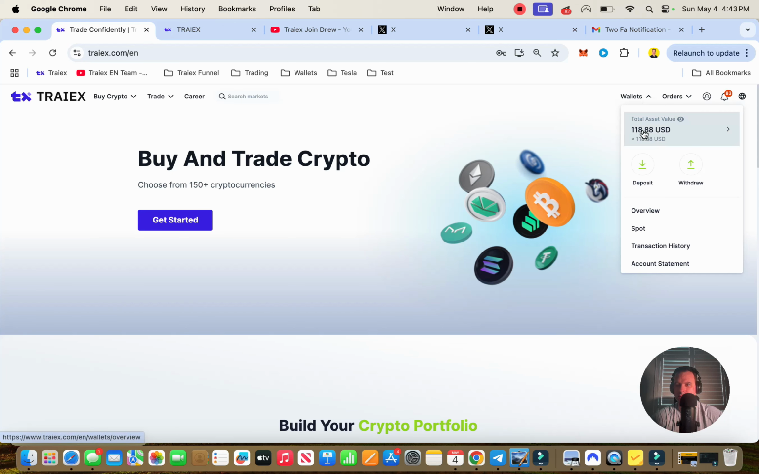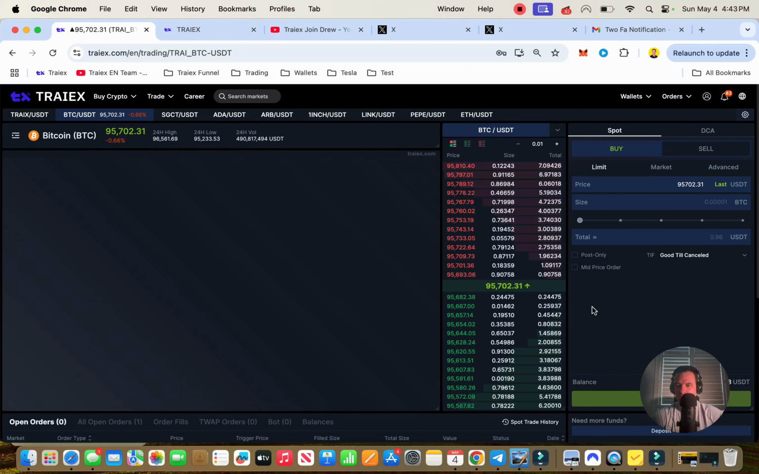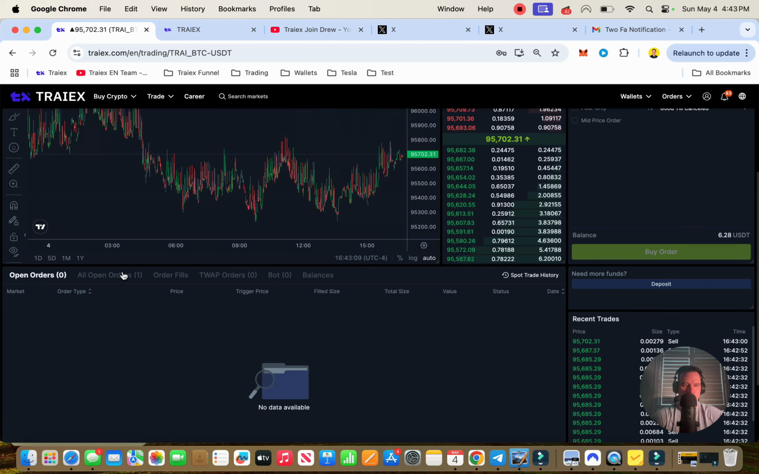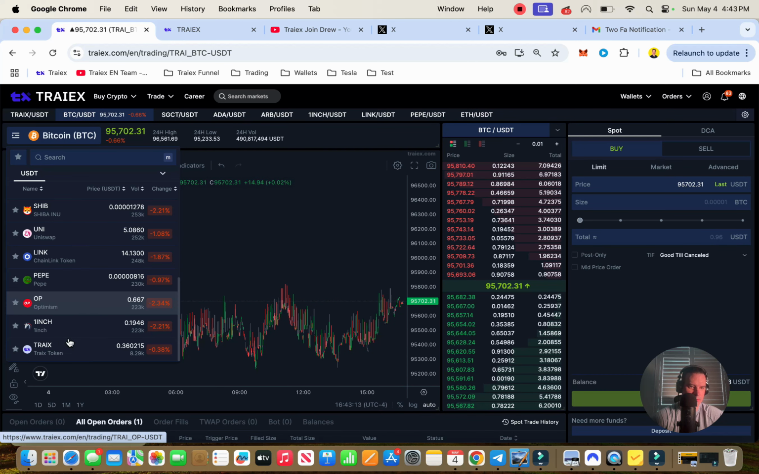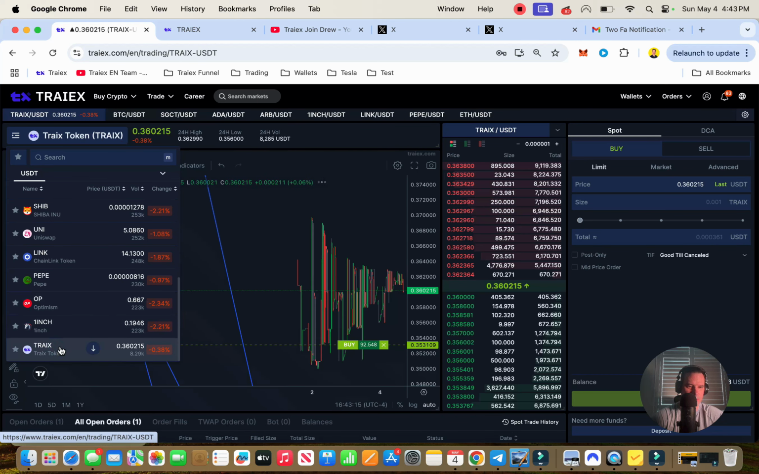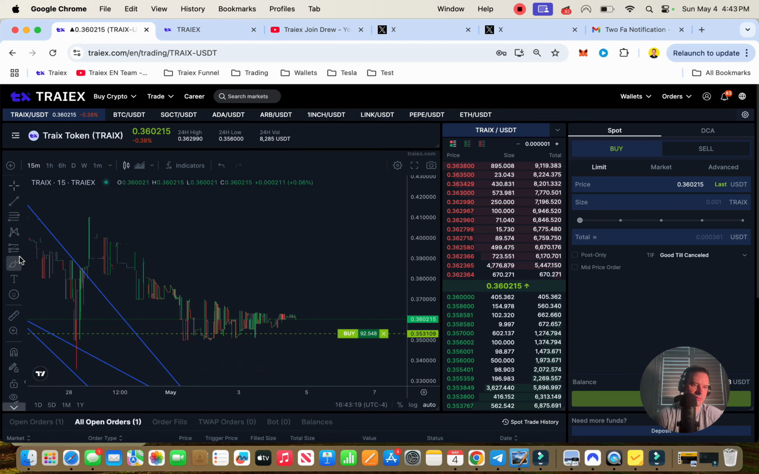So let's shoot on over, and actually the first thing we're going to do is check our wallet here. So we've got to go to that trading pair in spot. Let's just see if our order has sold. No, it hasn't sold yet. So how is the token doing? It's dropped a little bit, but it is maybe not coming back down to where it was.